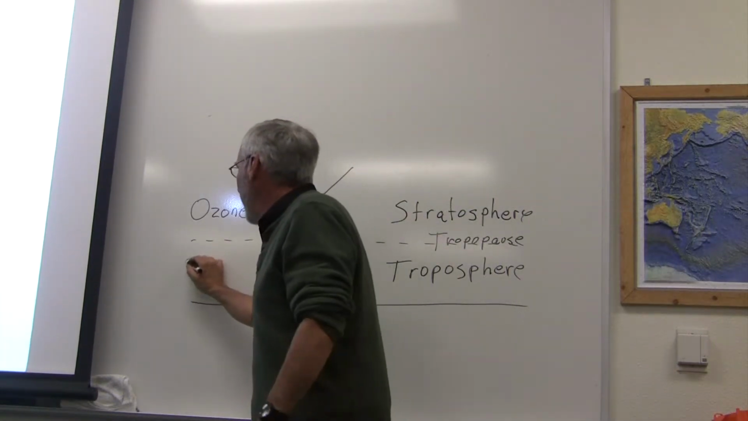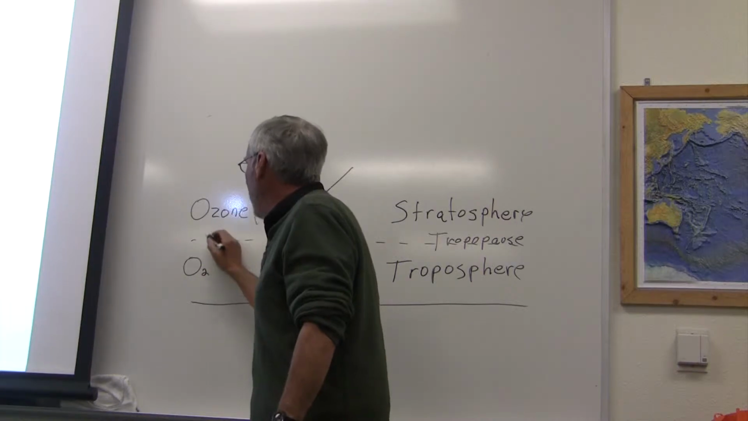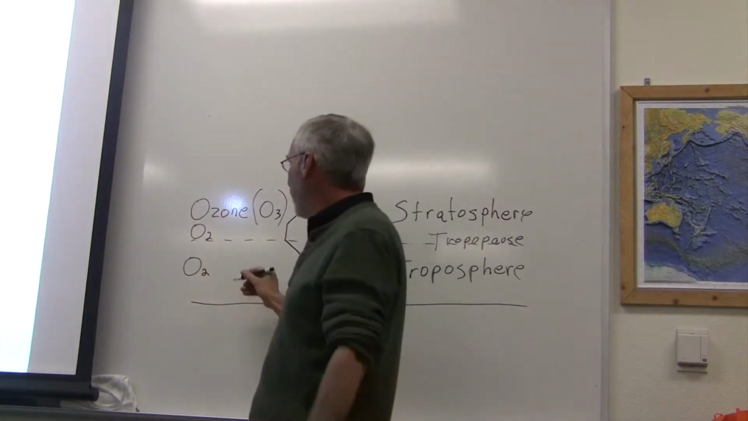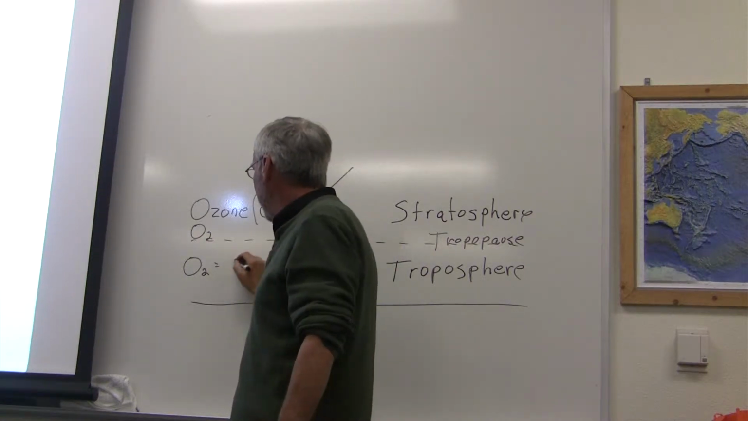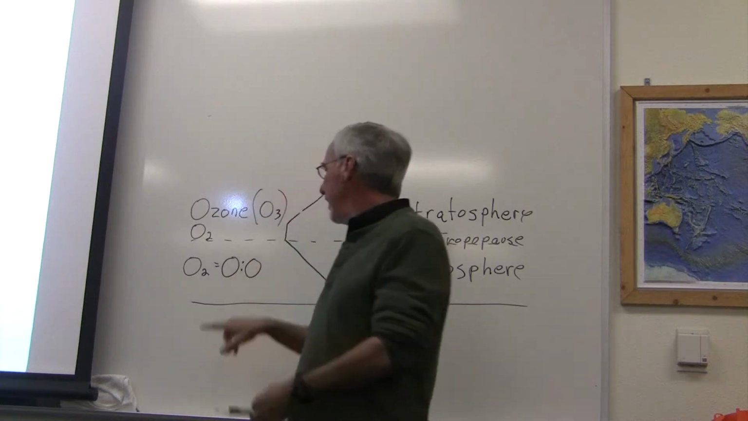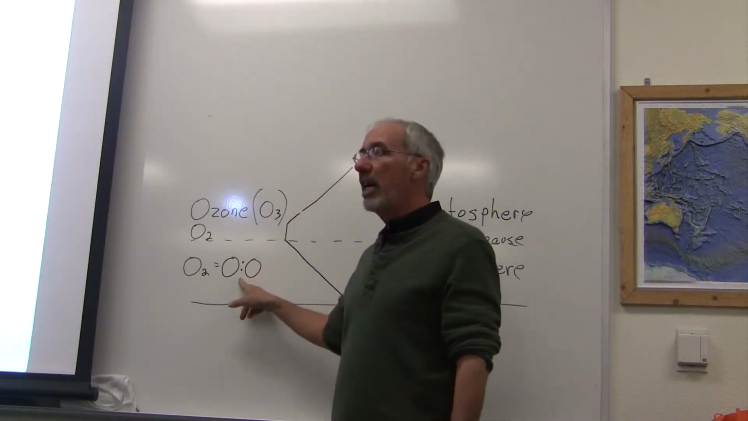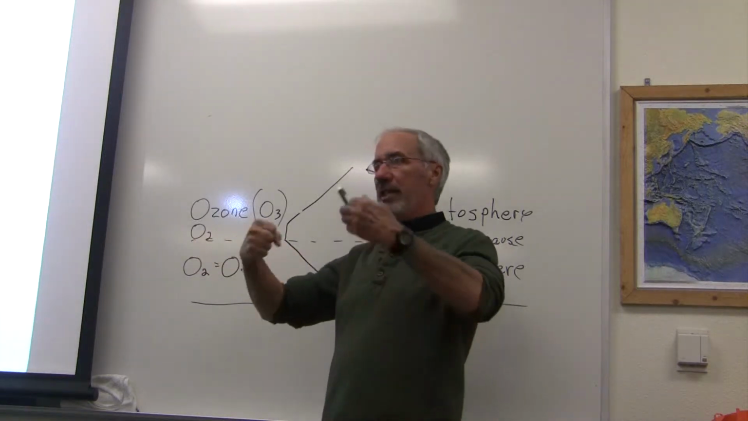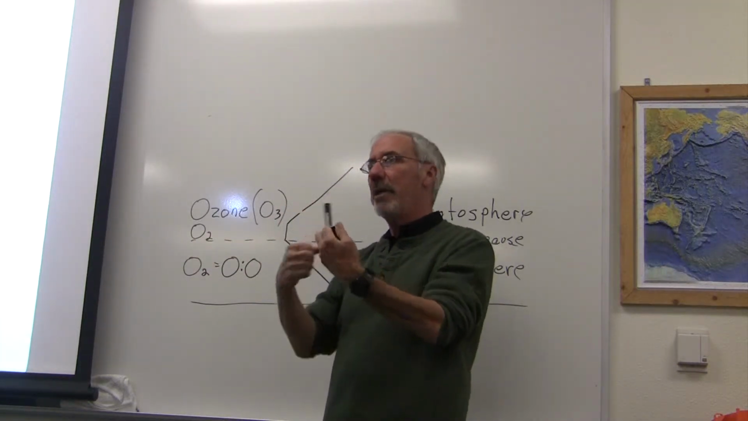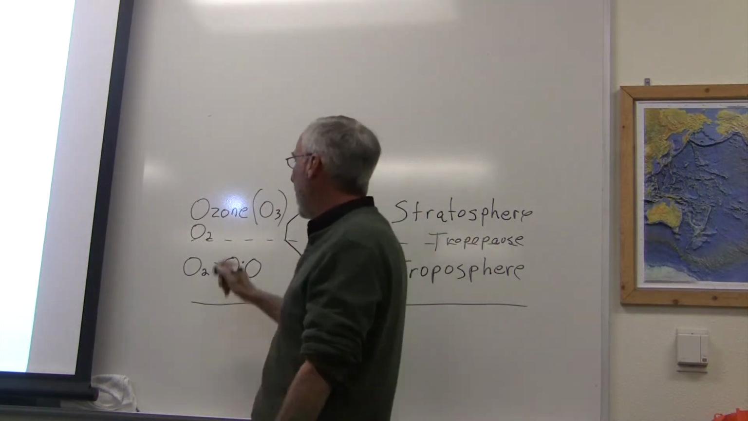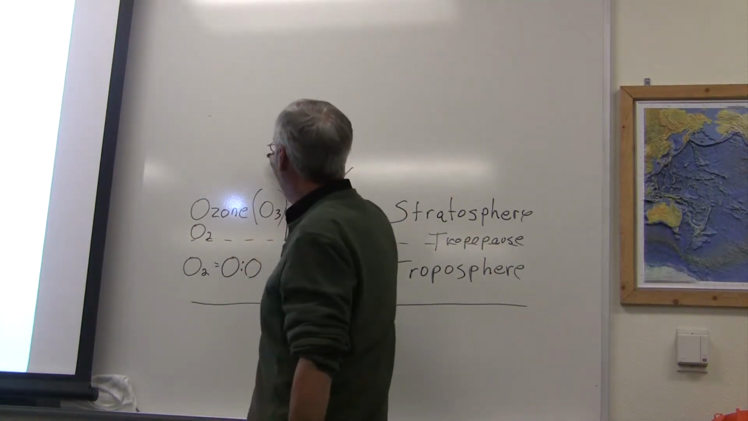Down here, we have a lot of O2, but we also have some O2 up here. Now, O2 is what we're breathing right now. O2 is simply 2 oxygens bonded together, sharing 2 electrons in their outermost shell. When you see the O2, they're always together. It's called a diatomic molecule because they're sharing 2 electrons. All right? Now, O2, let's go further up here.